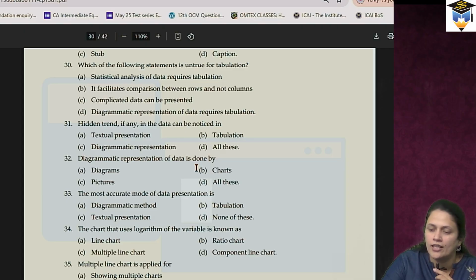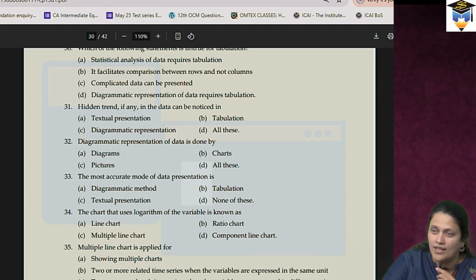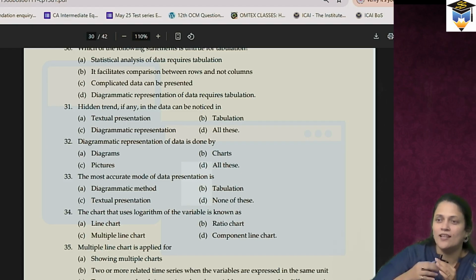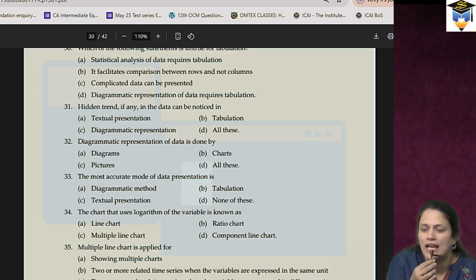32. 33. The most accurate mode of data representation is... histogram. What we did just now, we read about mode in it. What did they say about mode? The most accurate mode of data representation is diagrammatic method, tabulation, textual representation. Histogram is a diagram. From histogram it is easier for us to find out mode. So option is A for the 33rd one.